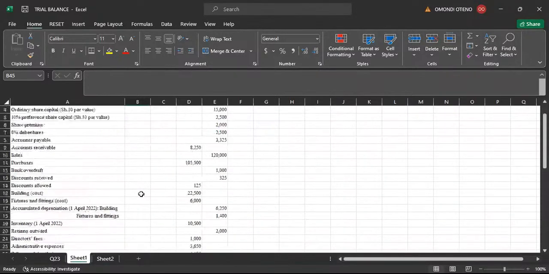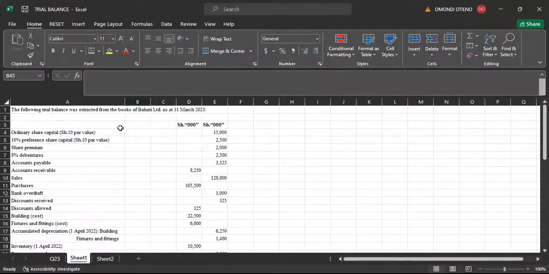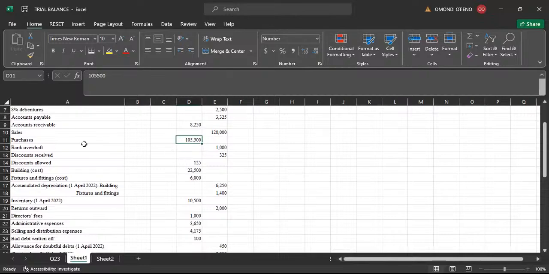But what are they giving us at the start? A trial balance. So we all know what a trial balance is. So this is what we have. The following trial balance was extracted from the books of Bahati Limited as at 31st of March 2023. So we have ordinary share capital, 10% preference share capital, then share premium, 8% debentures, accounts payable, accounts receivable, sales, purchases. You're able to see where they are placed.